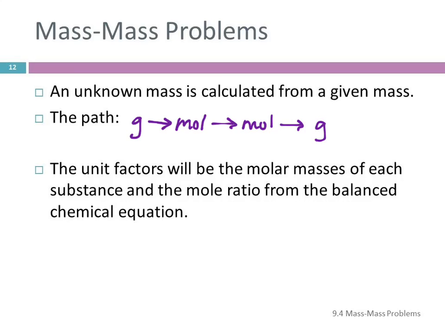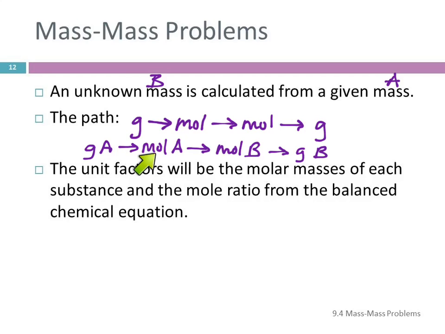So if we say that the given mass is for compound A and the wanted mass is for compound B, then it would be grams of A to moles of A to moles of B to grams of B.